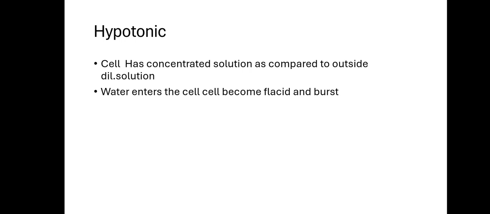As you have studied, in hypertonic solution, due to more salt concentration outside, water moves outside the cell. Now we have hypotonic solution, in which the solute concentration inside the cell is more, so water will move from the outside to the inside of the cell. Hence, the cells will become flaccid, then turgid, and when the amount of water is more than the capacity of the cell, the cell will burst.